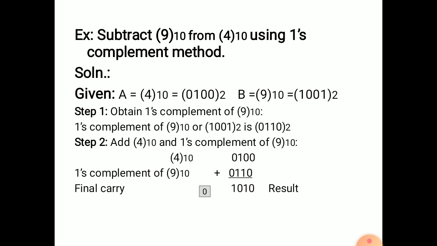Let's see the addition. 0 plus 0 answer is 0. 0 plus 1 answer is 1. 1 plus 1 answer is 0 with carry 1. 0 plus 0 is 0 and 0 plus 1 answer is 1. And its result is 1, 0, 1, 0. In this example, final carry is not generated. As the final carry is 0, the answer is negative, we know that, and in its 1's complement form.